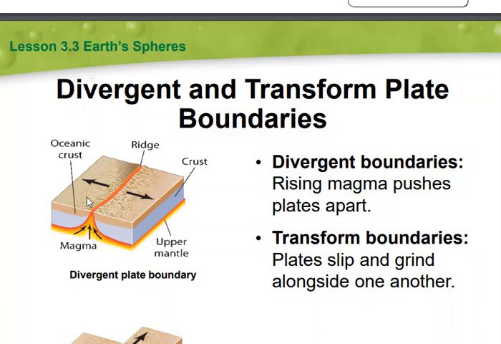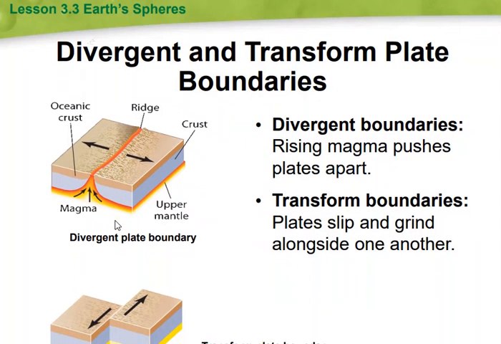Plates expanding outward from divergent plate boundaries at mid-ocean ridges bump against other plates, forming transform or convergent plate boundaries. So again, that's why it's called divergent, because it pushes plates apart. They diverge from each other.